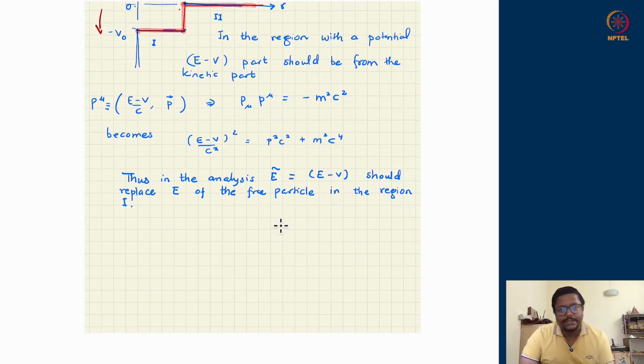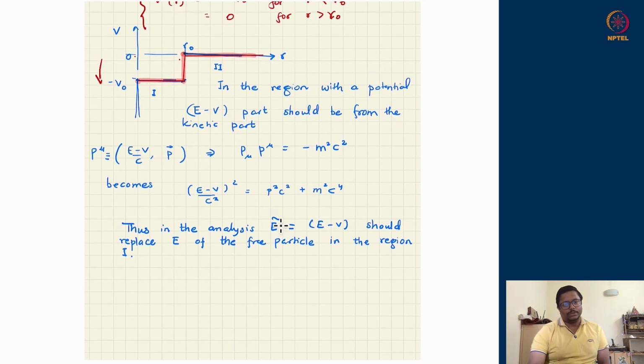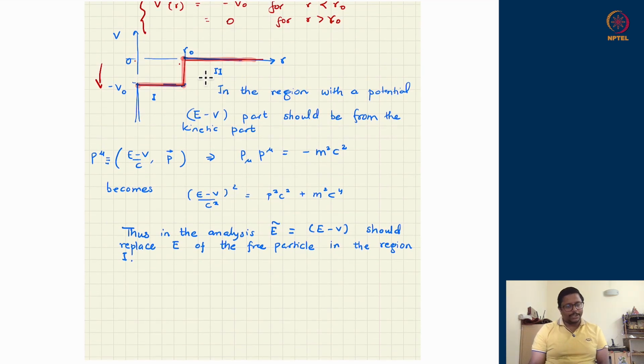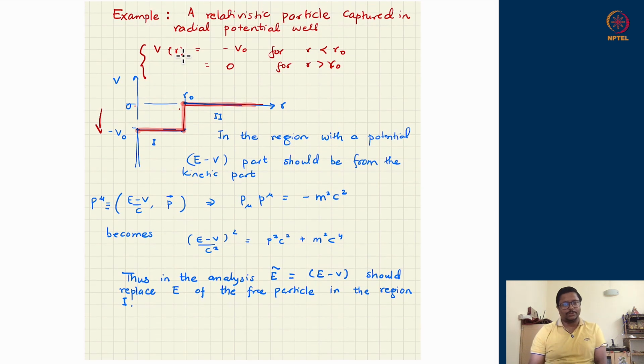All right. So the thing we should be careful about is that there are two regimes, region 1 and region 2. In both the regimes, the quantum equation has to be solved while the potential remains constant in both the regimes, but not at the same value. In this regime, it is value 0. In this regime, it is value minus V naught.